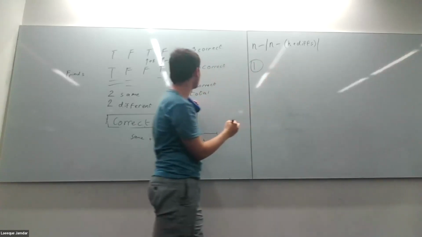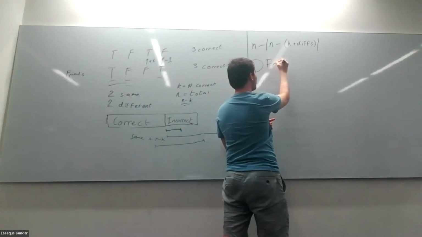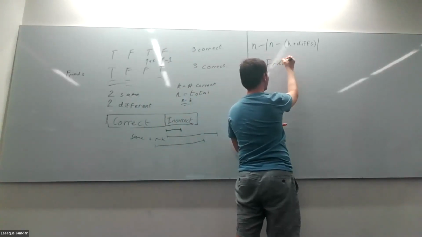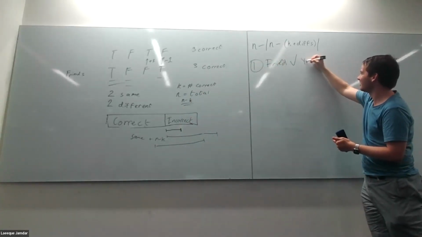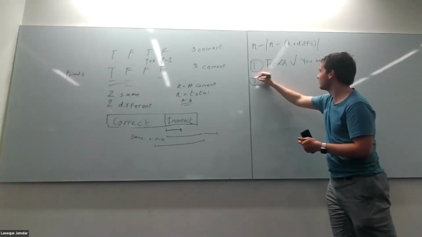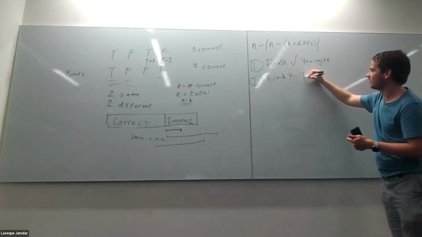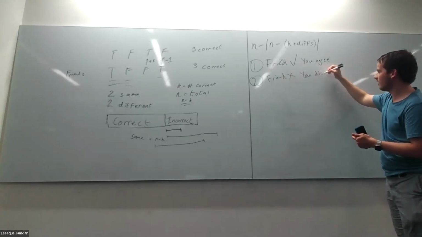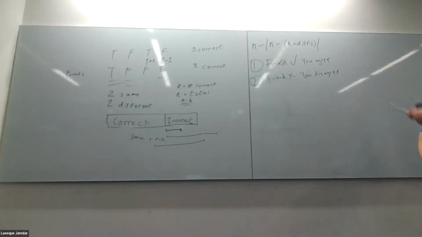Do you have names? Friend and you. So, way one is your friend got it correct and you agree with them, so you get the same answer as them. Yes. And way two is your friend got it wrong and you disagree with them. Let's count these two things separately.